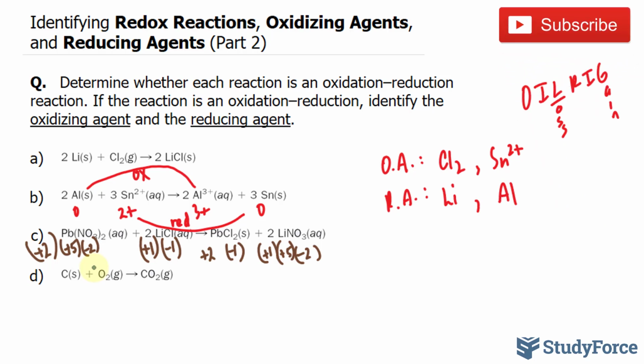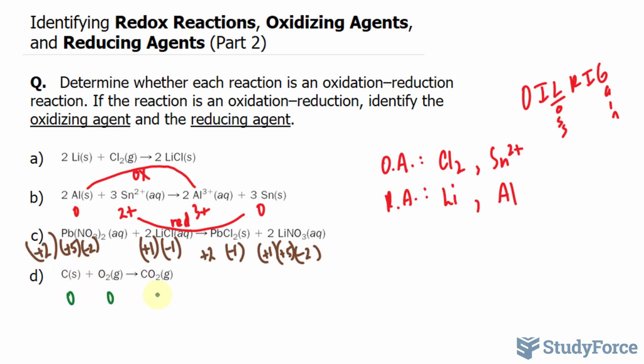Finally, in question D, we have solid carbon, and oxygen yields carbon dioxide. This one's easy. Carbon has a state of 0, this has a state of 0, and this has a state of -2, and carbon has +4. As you can see, carbon goes from 0 to +4. There's a loss of electrons here, so this is what gets oxidized.